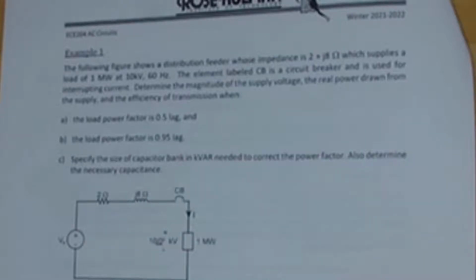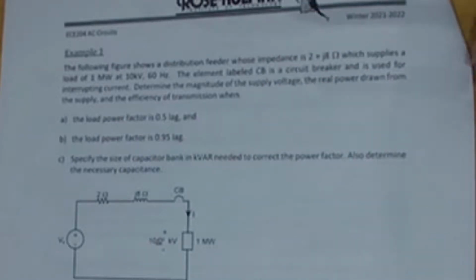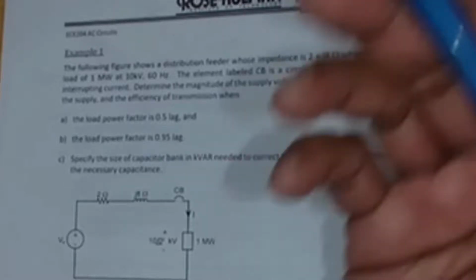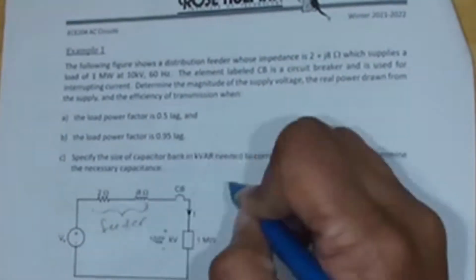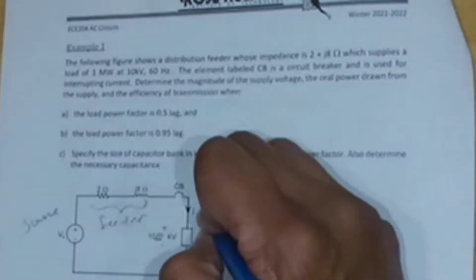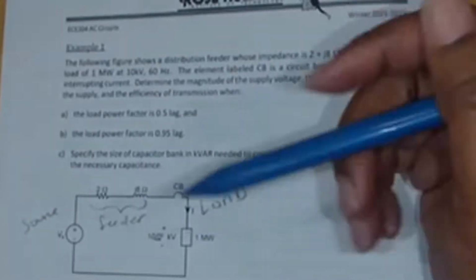Okay, so first thing we want to do is, the load power factor is 0.5 lagging and you have a voltage source whose feeder is 2 plus j8. The feeder is basically like the wires that are connecting the source to the load. So this is our source. This is the load, and feeder is like the wires. So that would be like if it was a power plant and you have the cables that get into your house. These are like the wires in the cable. Okay, and it supplies a load of 1 megawatt at 10 kilovolts at 60 hertz.